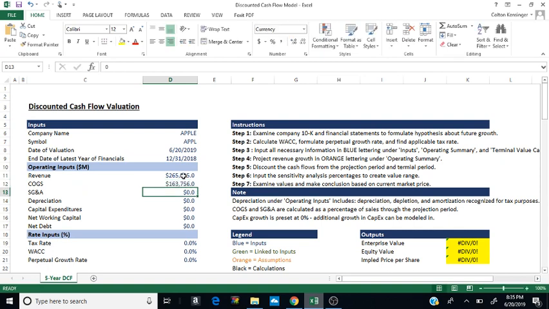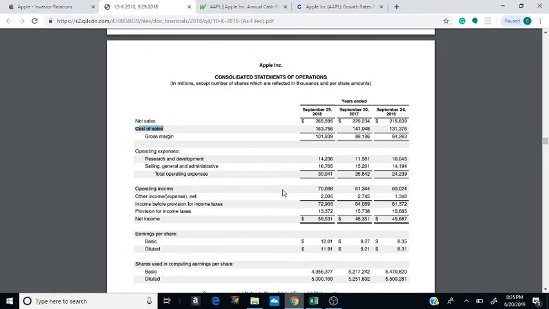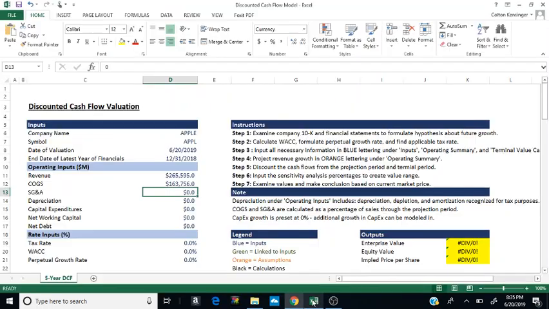163 million. Okay. And then over here we have SG&A, which is selling, general, and administrative expenses. So for example, that would be all of your staff, higher ups, your managers, things like that. It's a real quick explanation for that. That's going to be down here in your operating expenses, selling, general, and administrative. So that's going to be 16 billion. Go ahead and put that in.